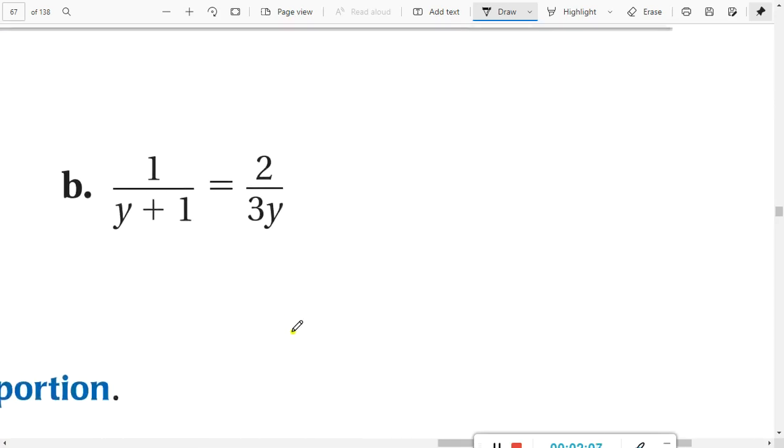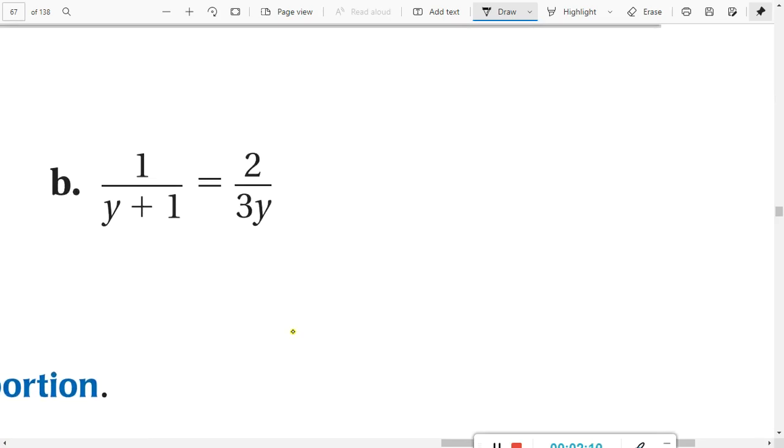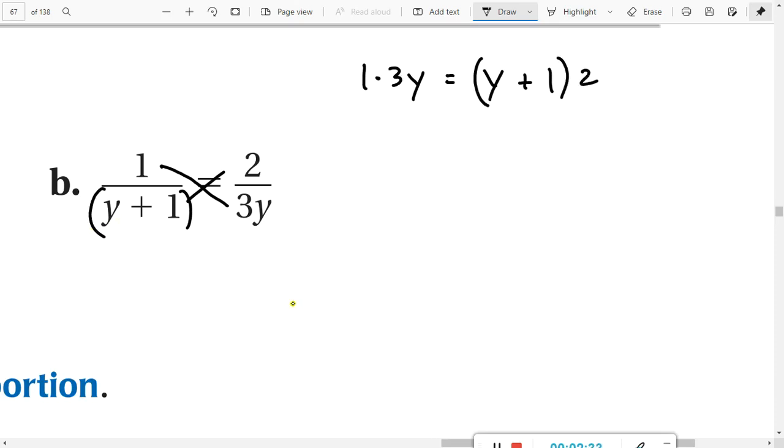And part B, a little more work, but still the same thing. Okay, top times bottom is going to be 1 times 3y. Bottom times top, make sure you take the entire denominator. Okay, that's going to be y plus 1 times 2. All right, you have to use parentheses. 1 times 3y, of course, is just 3y. On the right-hand side, you have to distribute. 2 times 1 is 2. 2 times y is positive 2y.